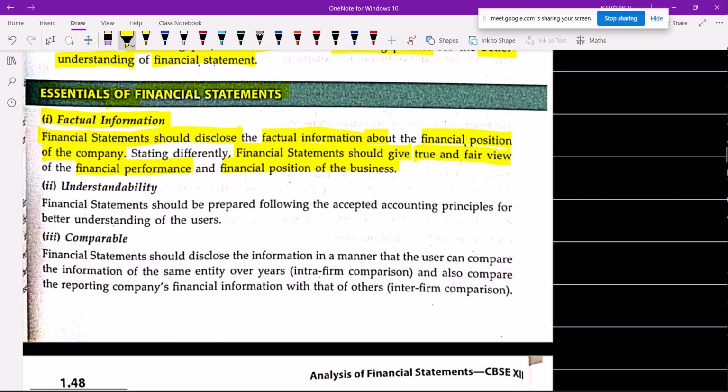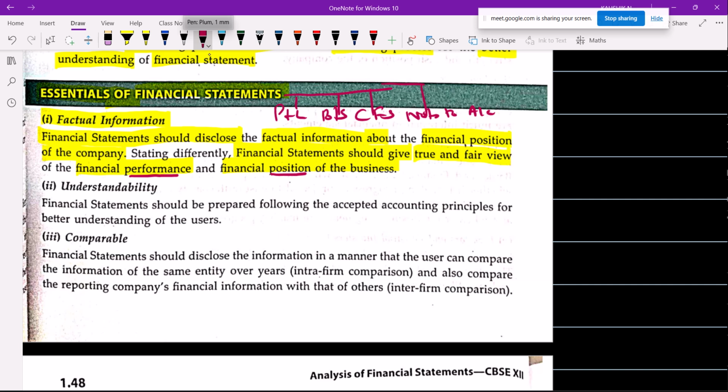Now here you can see we are using two different terms. One is about the performance, and second is about the position. We are talking about financial statements. Remember, when I say financial statement, it covers all these items: profit and loss, balance sheet, cash flow statement, and the notes to accounts.